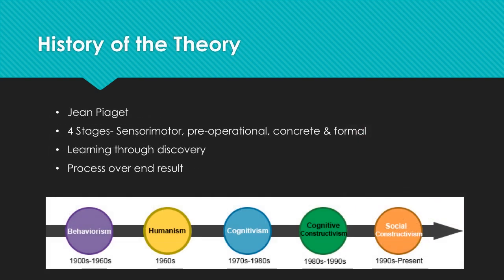A brief history of the theory. Jean Piaget is credited as the most influential psychologist in cognitive theory. According to Piaget's theory, human development can be outlined in terms of functions and cognitive structures. He created the stages of development. These stages include sensory motor, pre-operational, concrete operational, and formal operational.